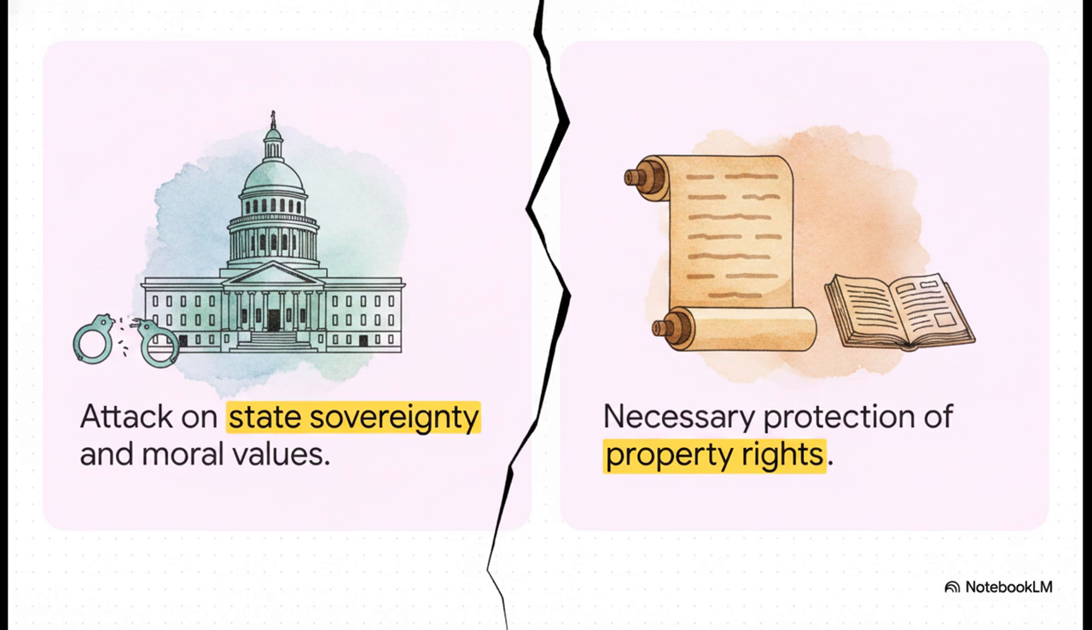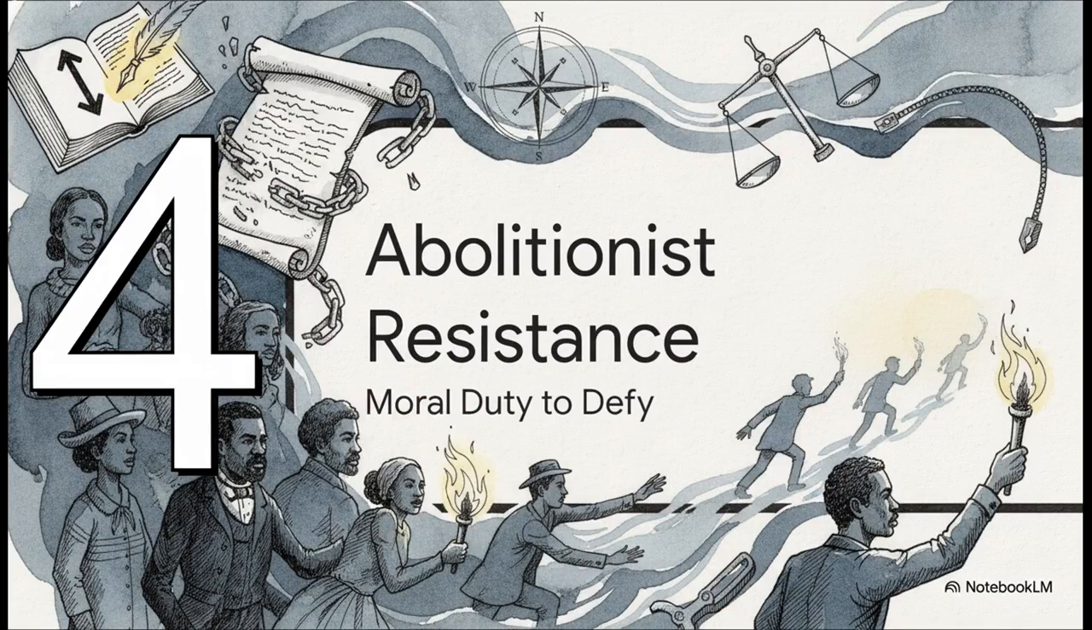So you have this immense tension between states' rights and federal authority, and it just kept widening the crack that would eventually split the whole nation in two. Let's look at how people fought back in Section 4, the abolitionist resistance.